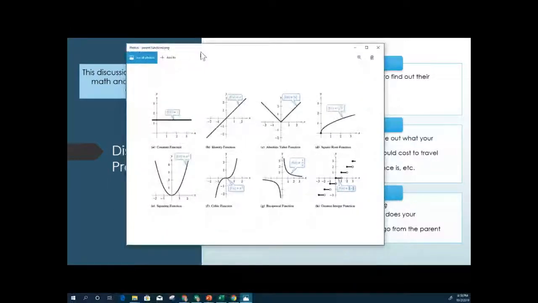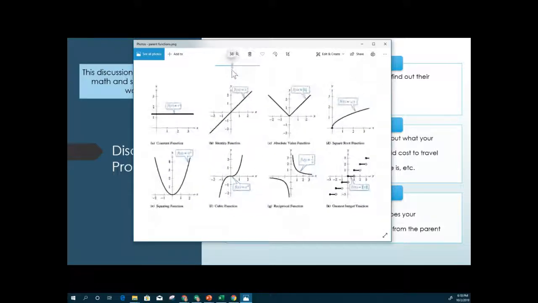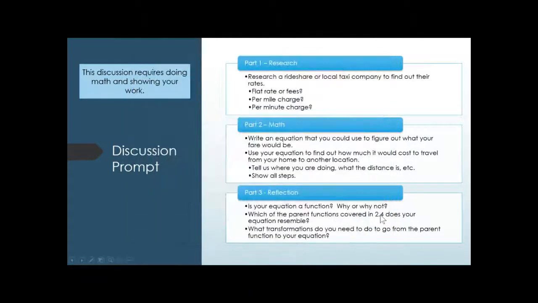So these are the parent functions. Oh, that is really small. This is just taken from the textbook. But there are 8 parent functions, and you would look at the form of the equation to see which form is most similar to yours, what shape seems to match what your equation would look like, that sort of thing. So those are in 2.4. And then what transformations do you need to do to go from the parent function to your equation? Those transformations are from 2.5.